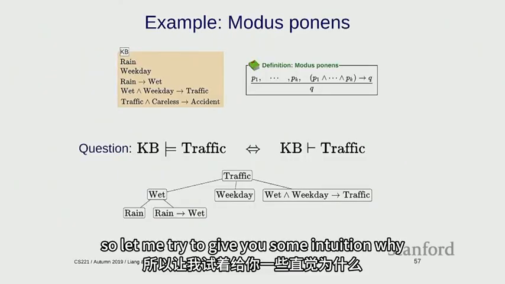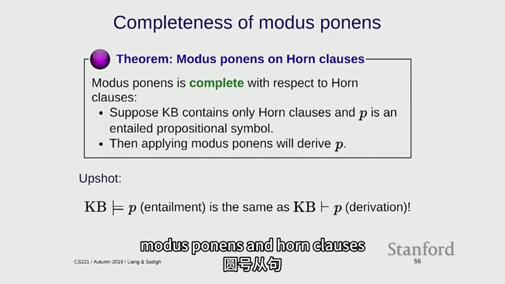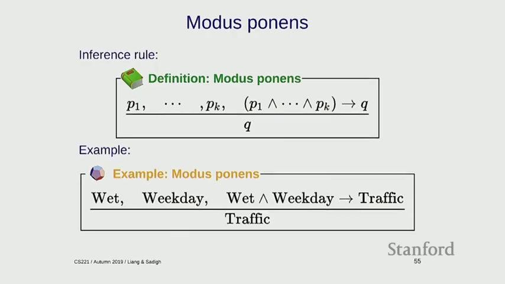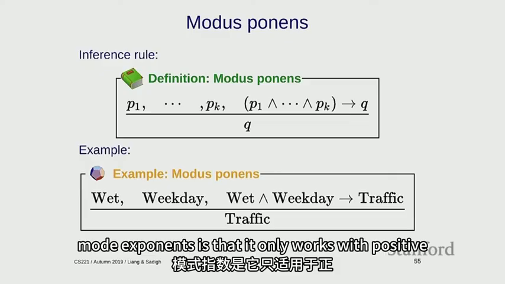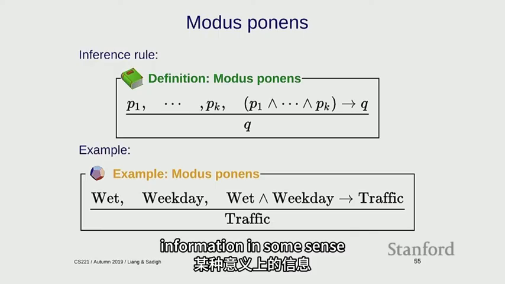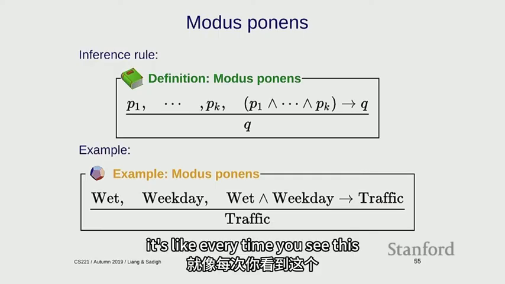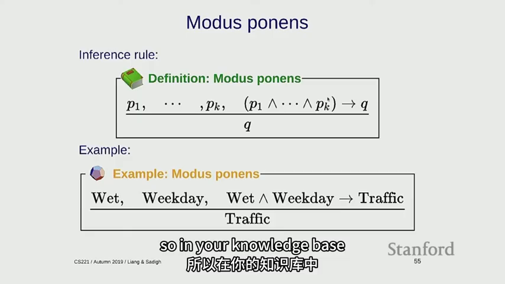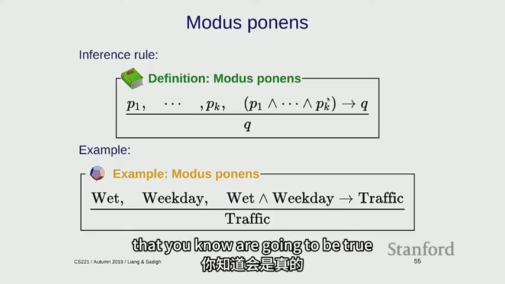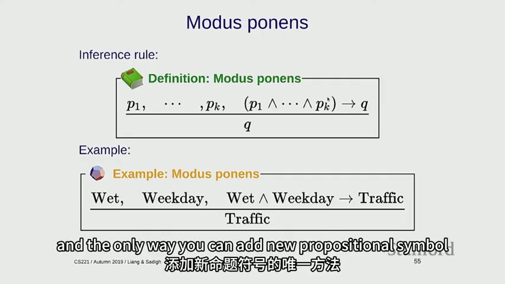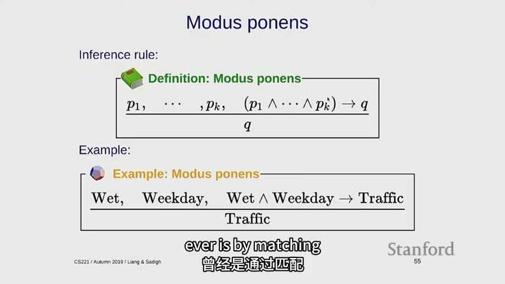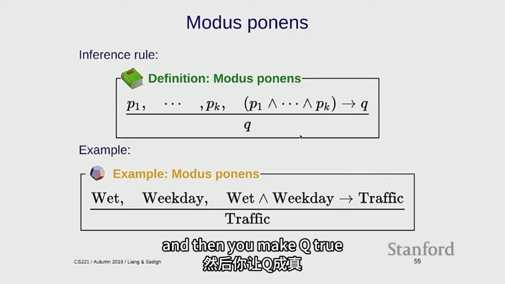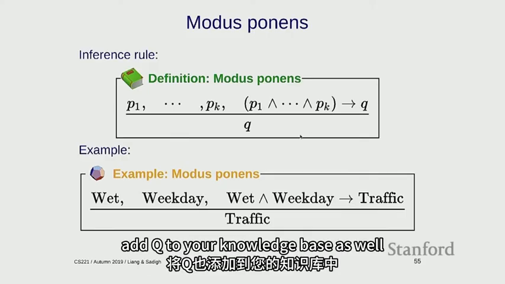Let me try to give you some intuition why modus ponens and Horn clauses. The way you can think about modus ponens is that it only works with positive information. There's no branching, no either-or. Every time you see this, you just definitively declare Q to be true. So in your knowledge base, you build up all these propositional symbols that you know are true. The only way you can add a new propositional symbol is by matching a set of other things which you definitely know to be true and some rule that tells you Q should be true, and then you add Q to your knowledge base as well.